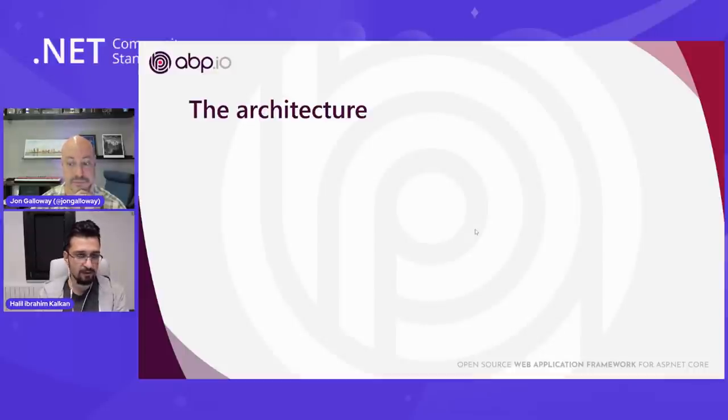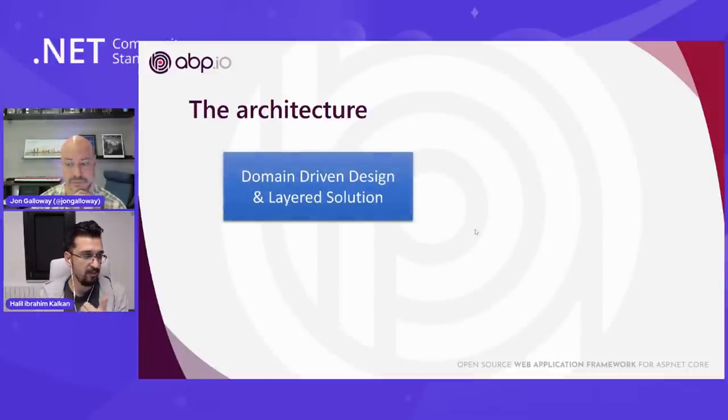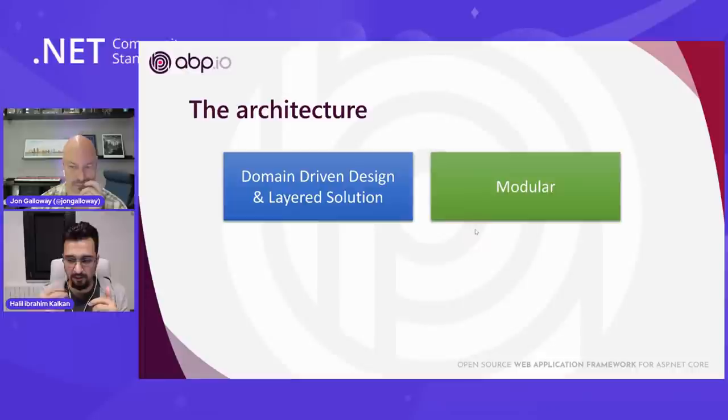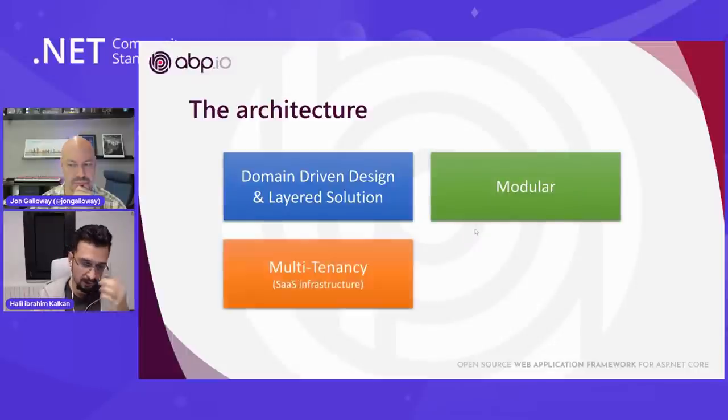ABP's architecture stands on four common concepts. First of all, it's based on domain-driven design principles, and it has a layered solution architecture based on DDD. Second, it's modular. This is one of the reasons we decided to rewrite the entire framework, to make it more modular. Currently, when you create a new solution, you have a lot of functionality, but all of it comes from individual modules. I will show that in the demo. One of the most important features of ABP is multi-tenancy. It has everything to create a multi-tenant application.